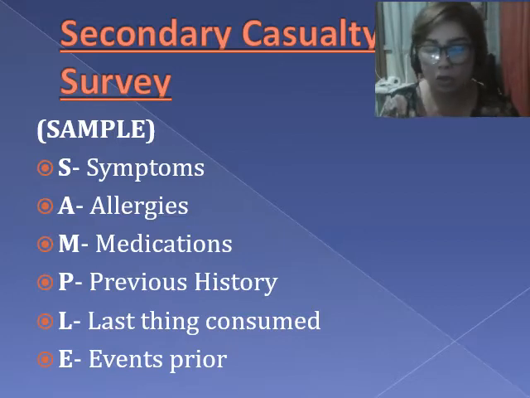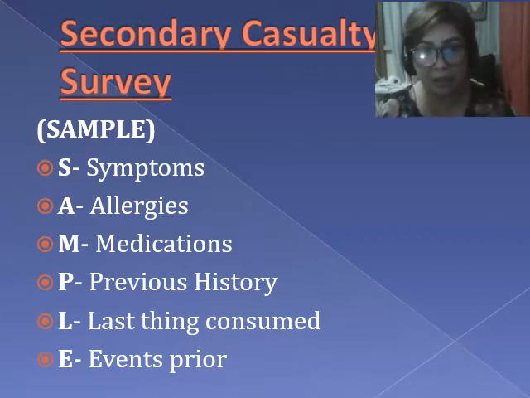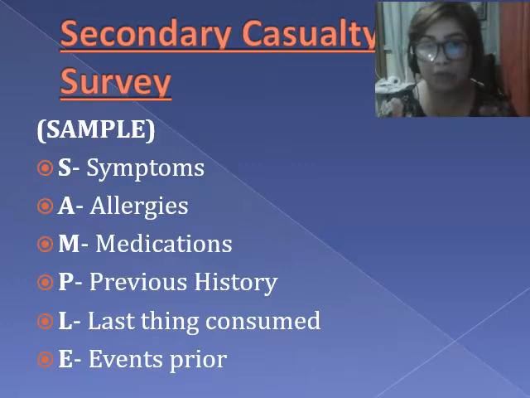Okay? So, again, remember, always familiarize yourselves with the things that you need to check on the secondary survey. Again, S for symptoms, signs and symptoms. A for allergies. M for medication. P, previous health history. L, the last thing that was consumed by the victim. And E, events prior to the accident or the incident.